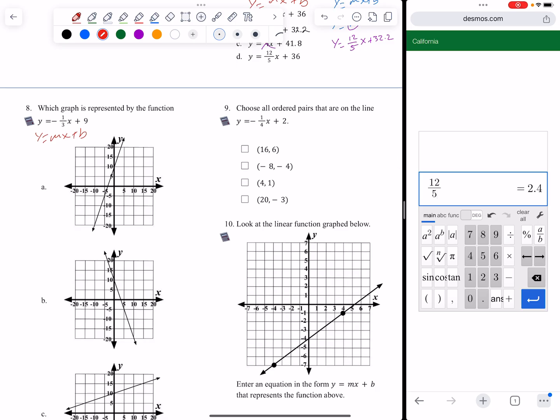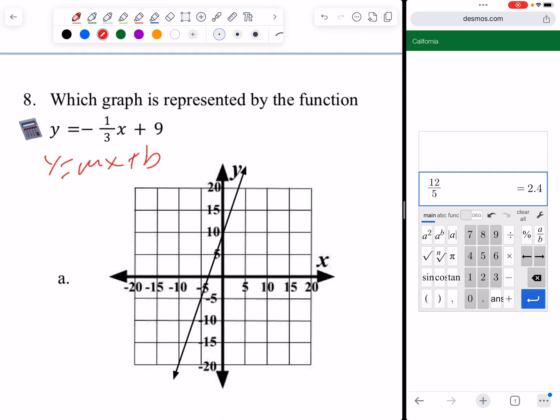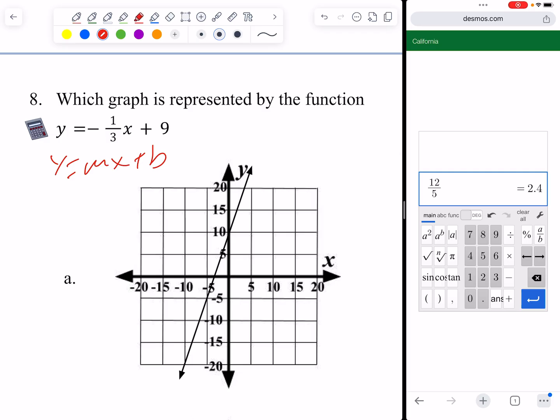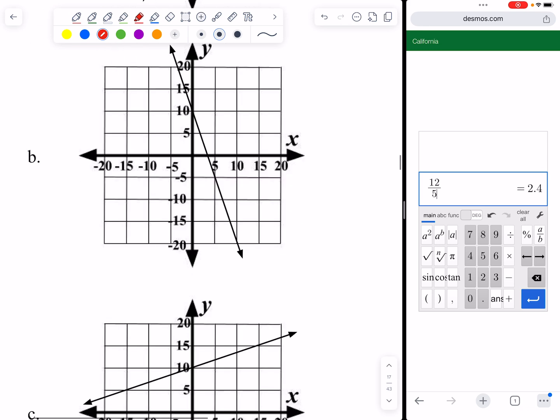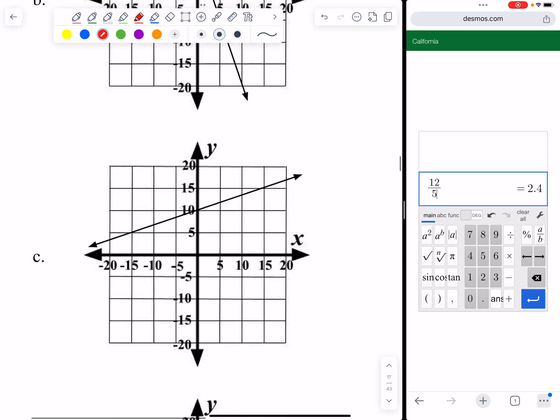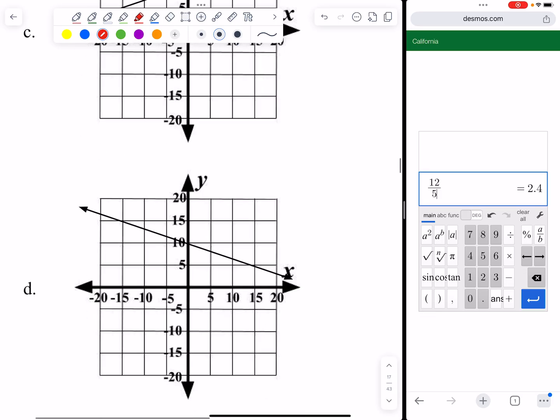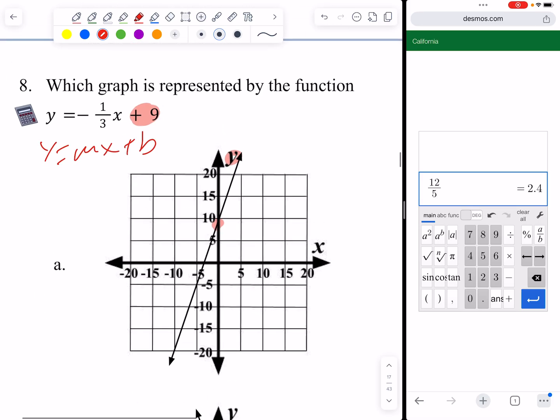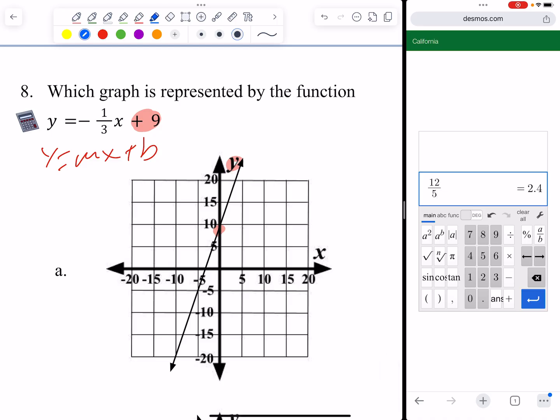Okay, number 8. Which graph is represented by the function? So we just got to match it again. So let's start with the beginning. This thing starts at plus 9 on the y. That looks like it's 9. That looks like it's 9. That looks like it's 10, but again, I could be off. Maybe that's 9. So they're all roughly the same. So that doesn't help.